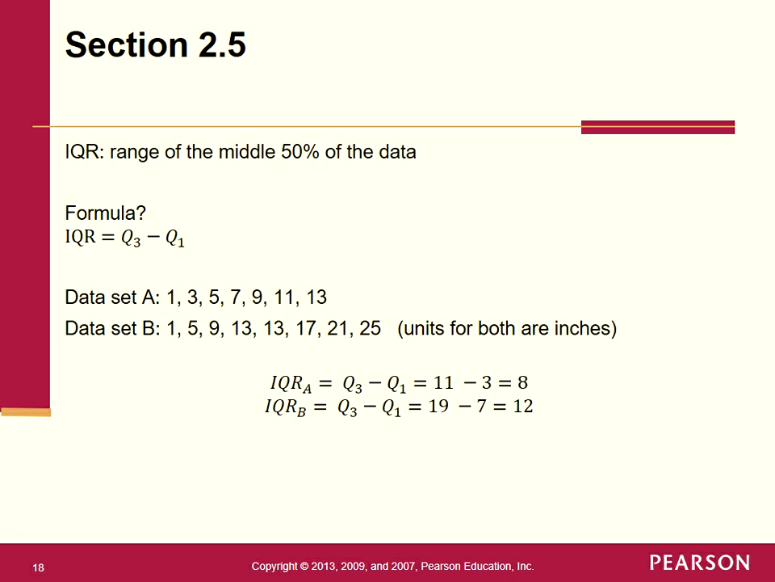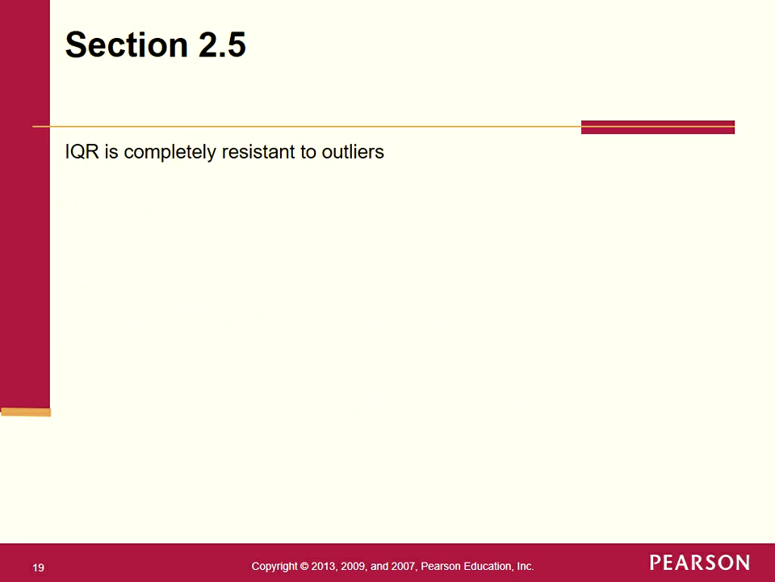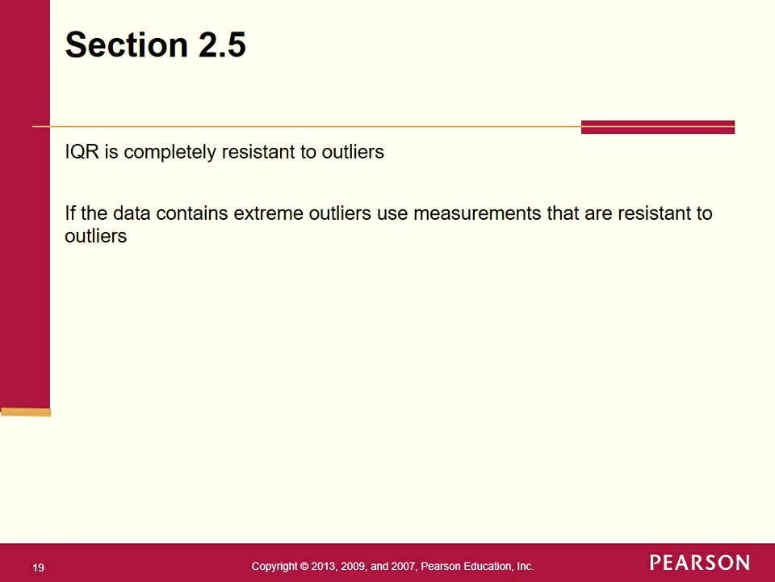Notice that for data set B, the IQR is larger than the IQR for A, and we thought that was going to happen. I've already said this, but I just wanted to make sure it's on the slides: the IQR is completely resistant to outliers.